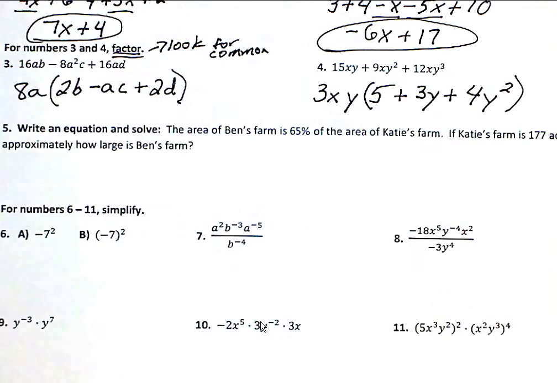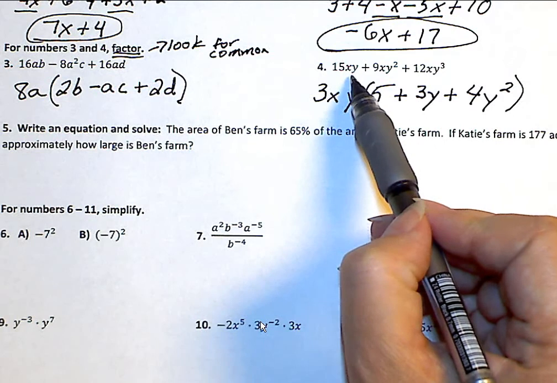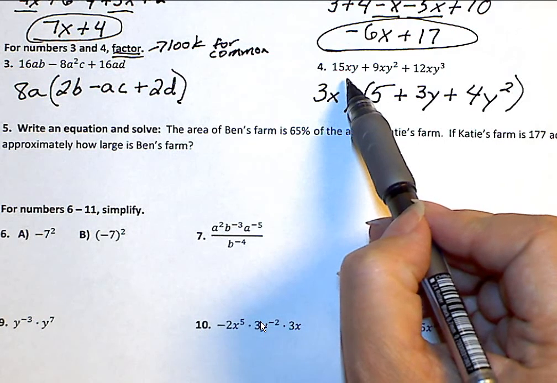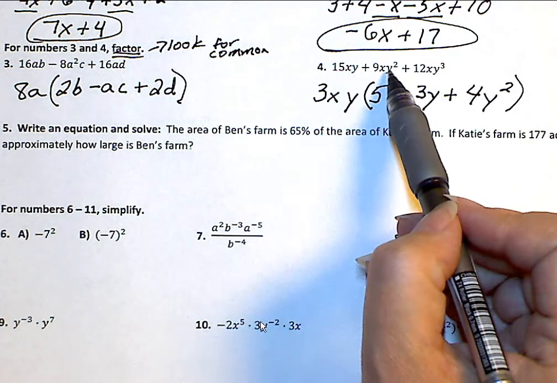Yeah. That. But I'm asking, why is it only xy? Why not xy squared? Because this one doesn't have another y. If this had a y squared, you could do it, but this only has one y.